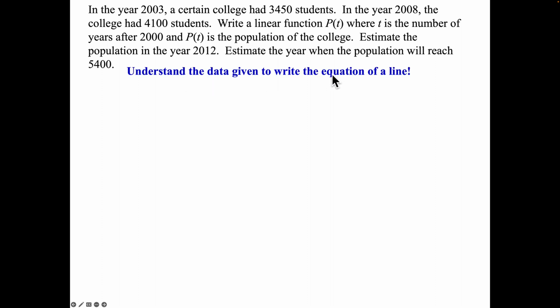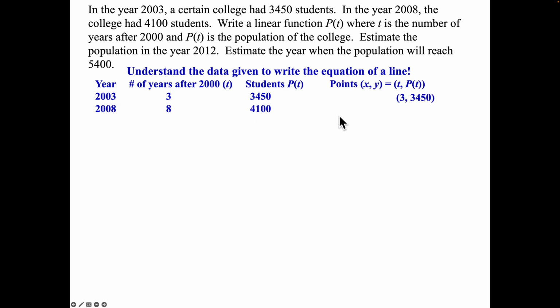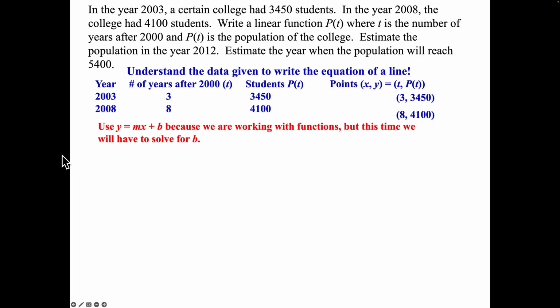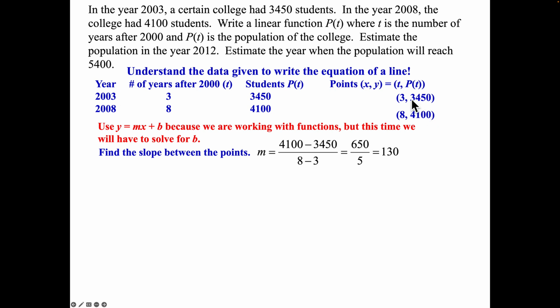So let's write our equation again. Make your points. Year 2003 means T is 3, and the population was 3,450. 2008, T is 8, 4,100. There's my 2 points. What's difficult here? No y-intercept is given. Okay, so we might have to do a little extra work. But what we can do right away is find the slope. So finding the slope, 4,100 minus 3,450 is 650. 8 minus 3 is 5. Oh, this is a good slope because I can simplify my fraction to be 130.